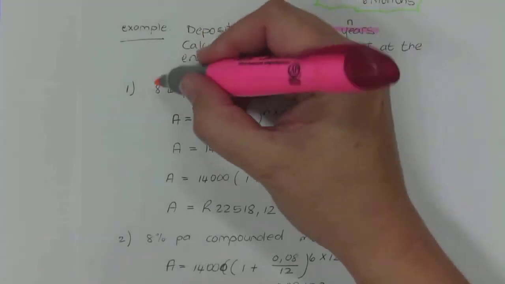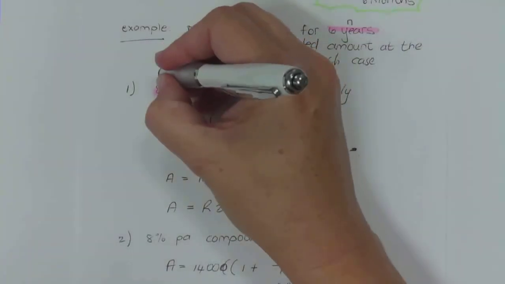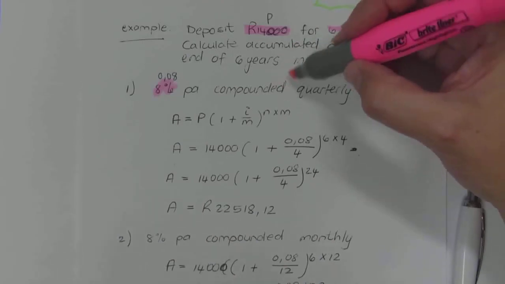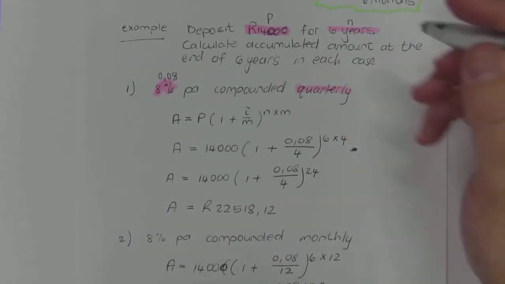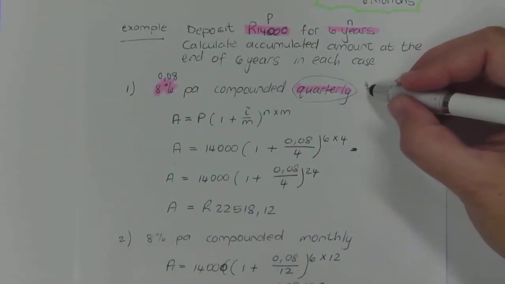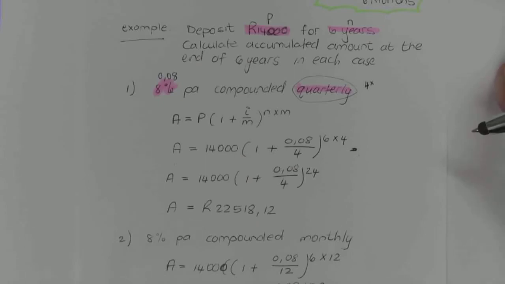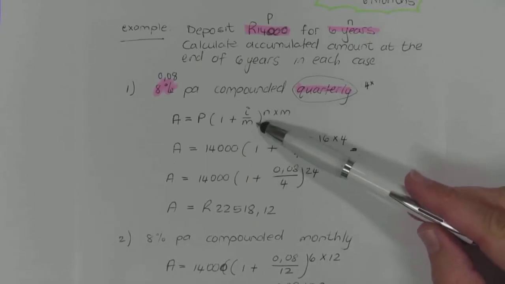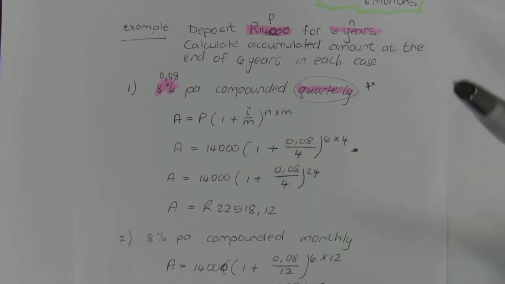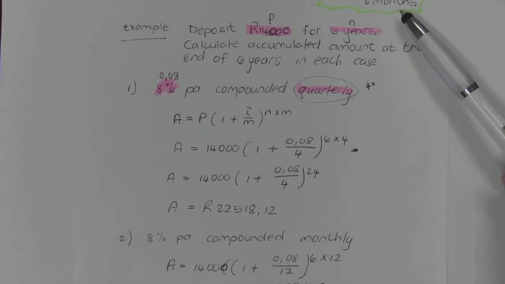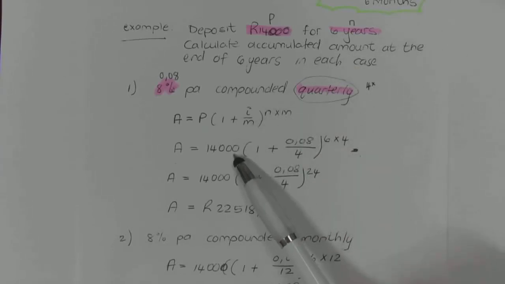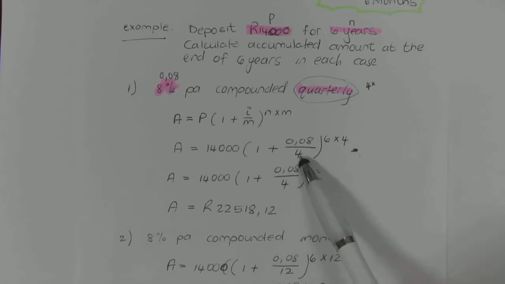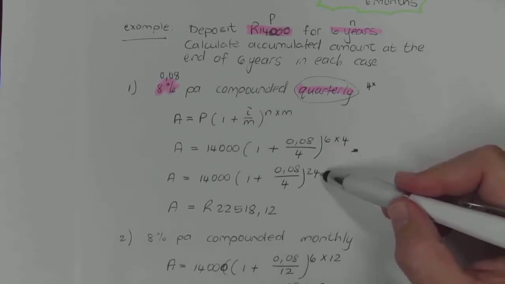Okay? Now they say 8%. Now 8% is 0,08 compounded quarterly. What does quarterly mean? I am going to do it 4 times in a year. Okay, so using my nominal interest rate formula, I am going to substitute P, substitute the interest rate. My nominal period is quarterly, so it's divide by 4, which means I'm going to times the number of years by 4. So first simplify 6 times 4 is 24.